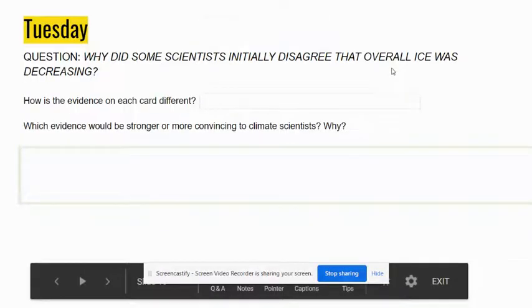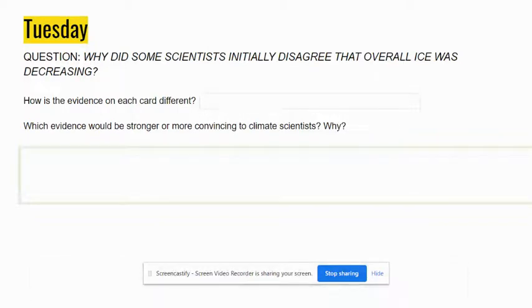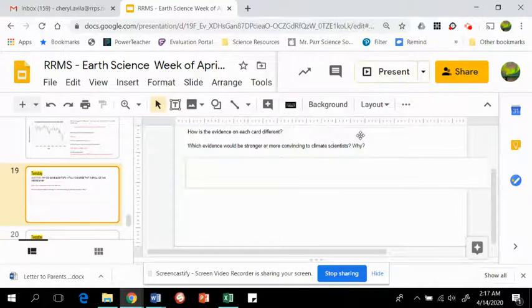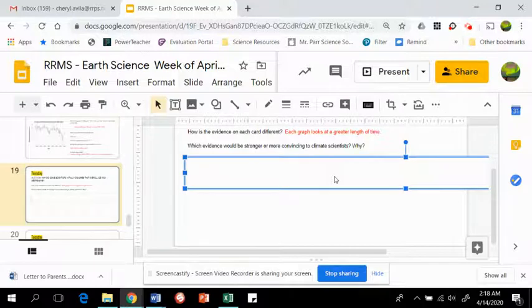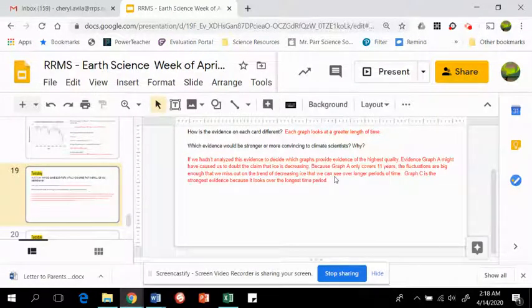So how is the evidence on each graph, they were originally on cards, different? Each graph looks at a greater length of time. We started with a small chunk of time, then a longer chunk of time, and then eventually 147 years of time. Which evidence would be stronger or more convincing to climate scientists, and why? Basically, graph A, graph B, graph C, which one would be more convincing?